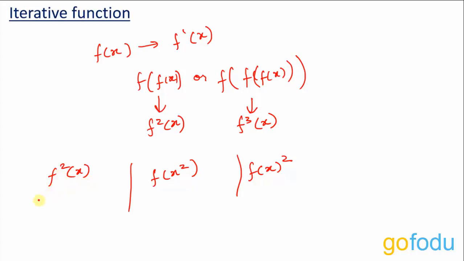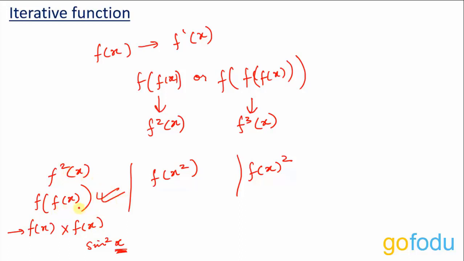f2(x), this most often means f(f(x)). Okay, but sometimes it also means f(x) into f(x). This happens in very few cases, such as sin square x. Okay, that simply means sin x into sin x. Or cos square x, or any other trigonometric function. So mostly in cases of functions in which x part is written without the brackets, in those cases you will see f2(x) as f(x) into f(x). Okay, but generally in most of the cases f2(x) means f(f(x)). Okay, this is the most common understanding of f2(x).